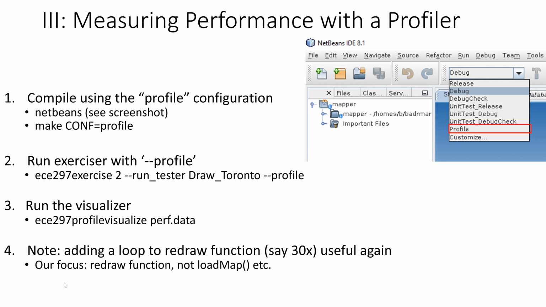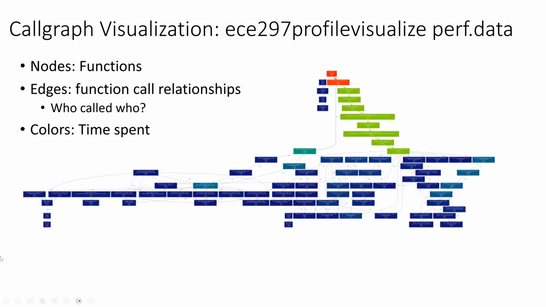Okay, so what does this look like? This is the output of that ece297 profile visualize. Basically, it's a graph. All these boxes are functions, and all the edges are relationships where one function called another. And the colors indicate the time spent. So red is a lot, green is a moderate amount, blue is not much. I'm going to zoom in in a second, it also has written on it what percentage of time is spent in each function.